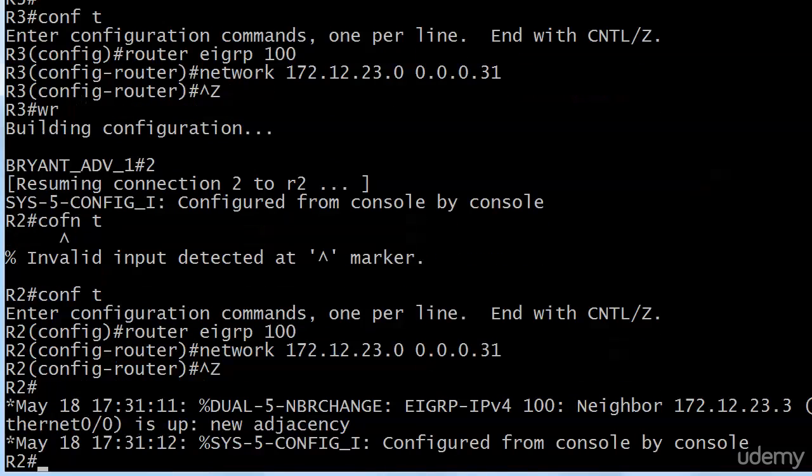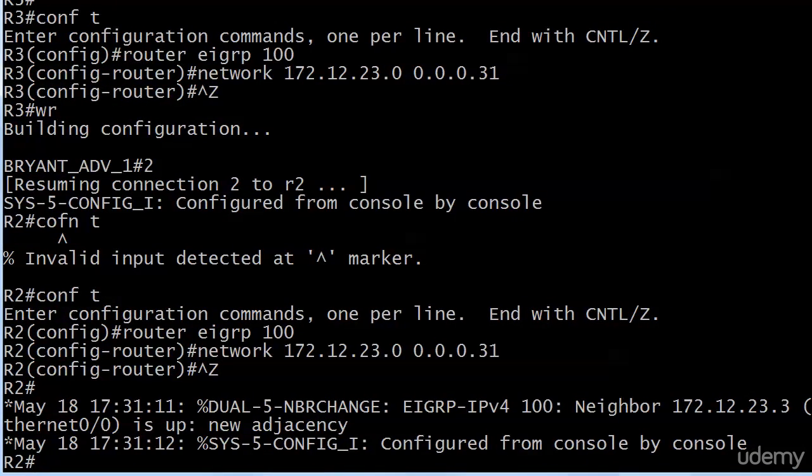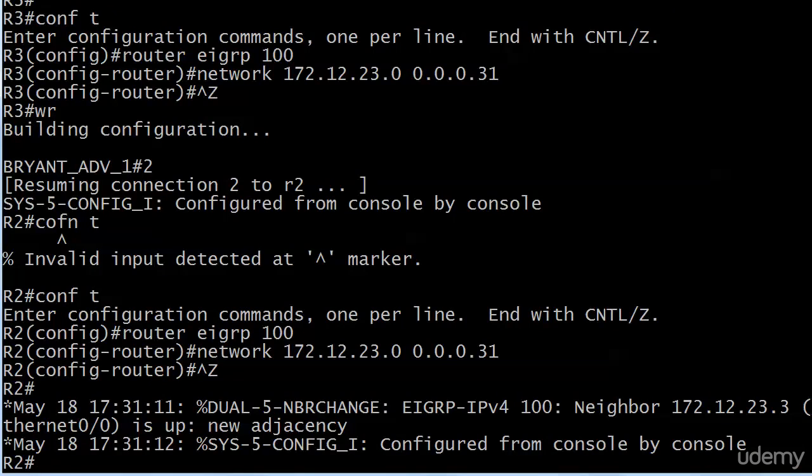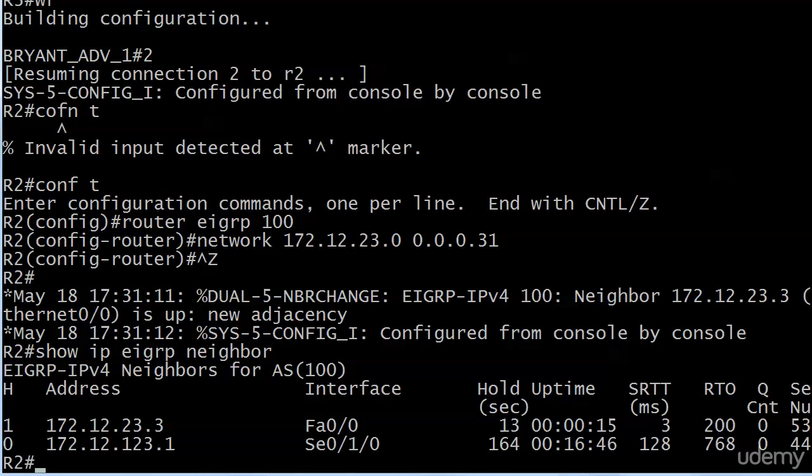And there we go. So let's see, we get a neighbor change message very quickly. We have a new adjacency via FastEthernet 0/0, with our neighbor 23.3. But we're going to look here and verify just in case. And you can see we've had one adjacency, the one with router 1, and it's been up for almost 17 minutes. And the one to router 3 through the Ethernet has been up for about 15 seconds.